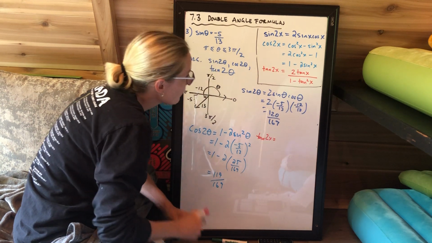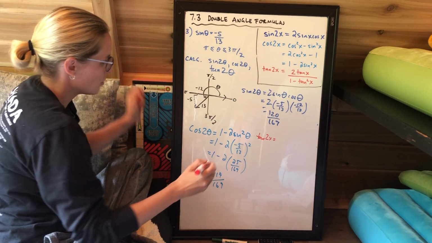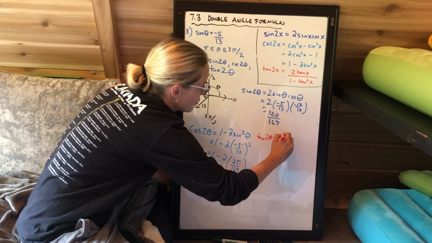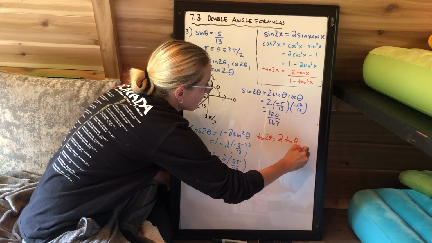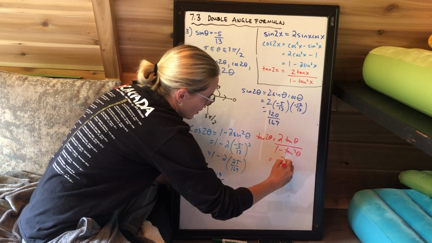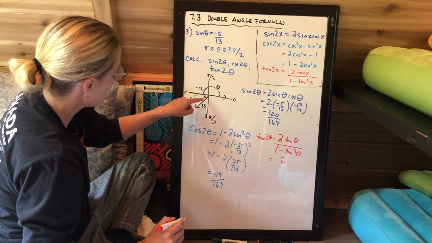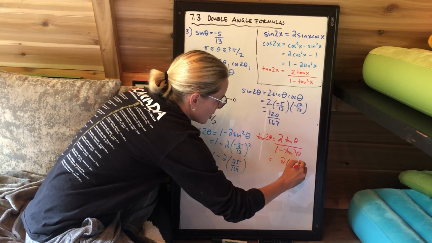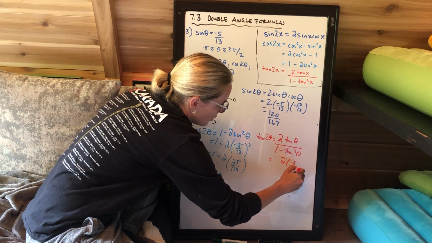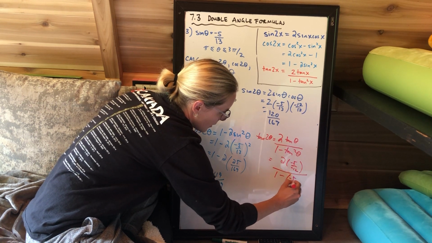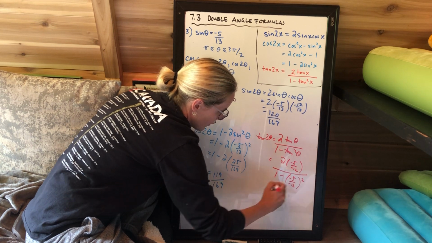That red doesn't work so well. Tan of 2x, I do tan of 2 theta. I do 2 times tan of theta over 1 minus tan squared of theta. Well, I have to know what tan theta is, so tan theta is opposite over adjacent, negative 5 over negative 12, all divided by 1 minus negative 5 over negative 12 squared.